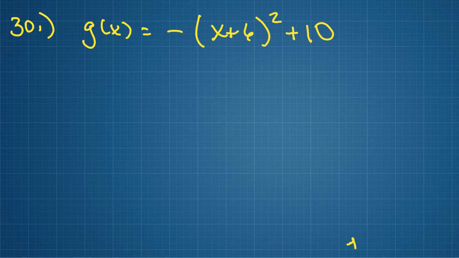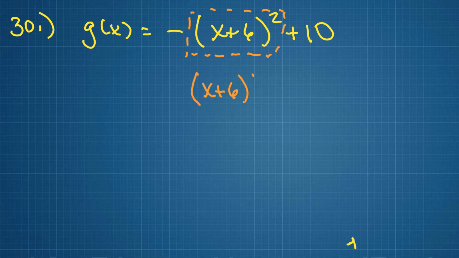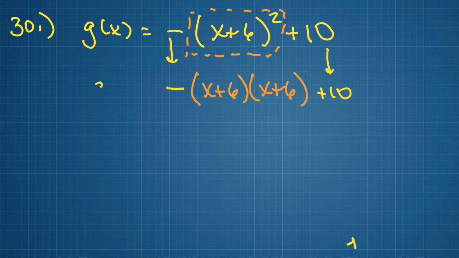All right, so number 30, we have g of x equals negative, or the opposite of, (x + 6) squared plus 10. Remember, the first thing we have to do is take this parentheses and write it twice. Notice the negative sign is not included with the parentheses. So I take that, I say x plus 6, x plus 6. The minus sign drops down. The plus 10 drops down. I didn't do anything with the g of x, that also drops down.